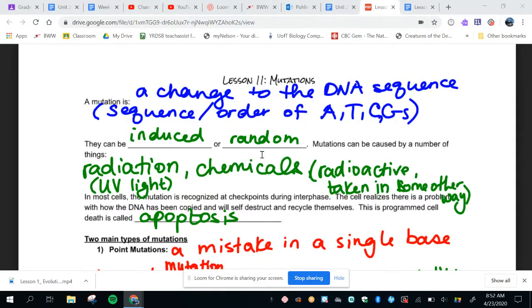But unfortunately, some can also be random. So we can't necessarily predict them. And actually, even just in the copying of the DNA, this is possible to happen. It happens pretty infrequently, the random type, but it's very possible. Okay, so not caused by any external sources.